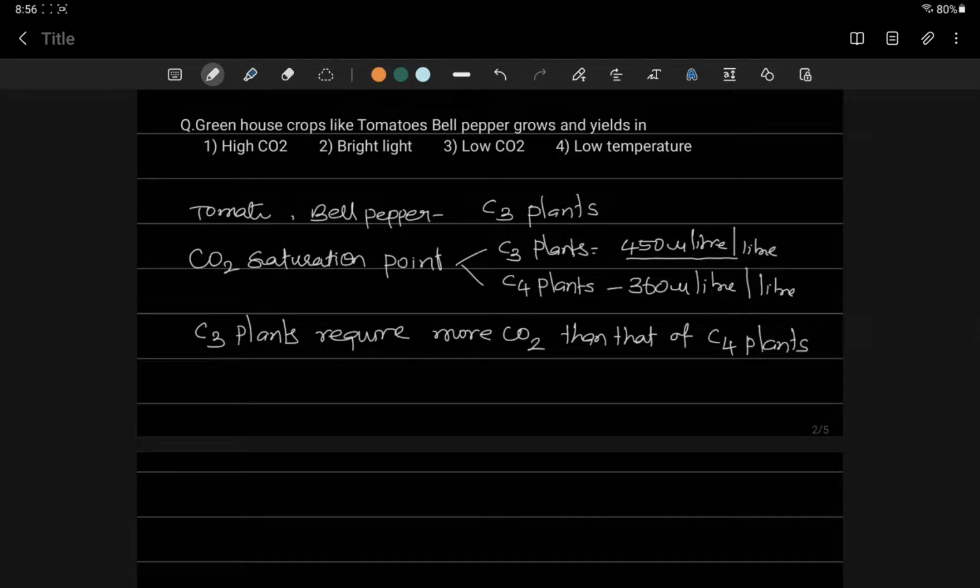So what do they do in these greenhouses? In greenhouses, they keep the CO2 levels higher and higher so that yielding can be increased in C3 plants. Tomato, bell pepper both are C3 plants where the yielding was successfully increased in greenhouses. The answer is here, high CO2 concentration.